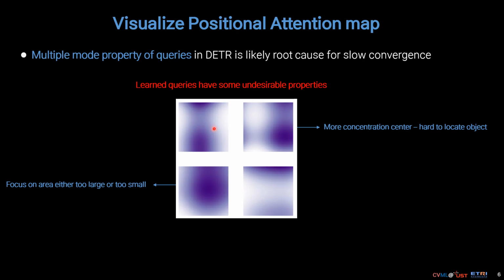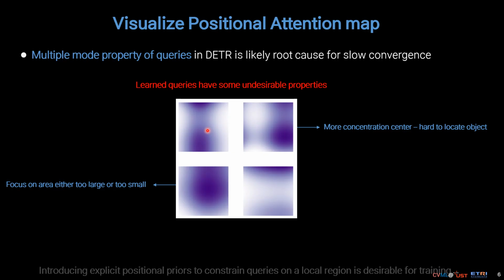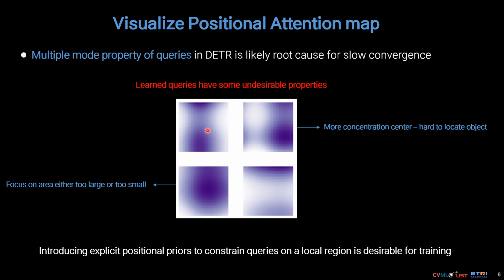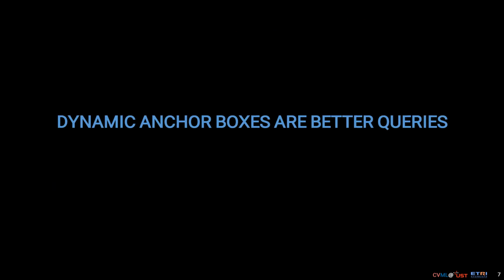When we try to visualize the learnable queries in DETR, we can see that these queries have multiple concentration centers, but one query is responsible for detecting one object. So queries are struggling to focus or emphasize only one object in the image, and that's the reason for the slow convergence. If we somehow explicitly give some positional prior to our query, then we can stabilize the training.